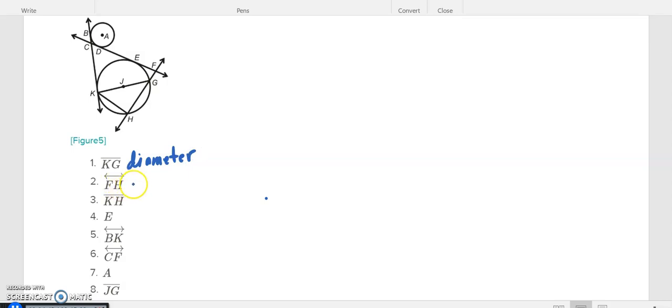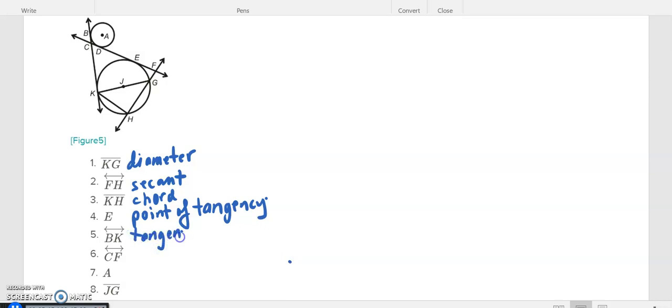The line FH would be a secant. KH is a segment, but it's not the longest one in the circle, so I'm going to call that a chord. Point E is a point of tangency. BK would be a tangent, and it's a tangent to more than one circle. CF is also a tangent.